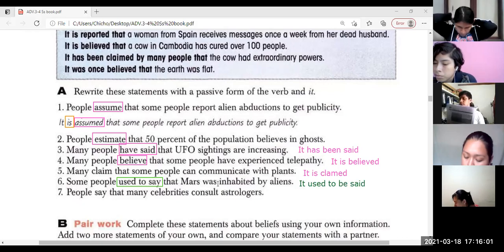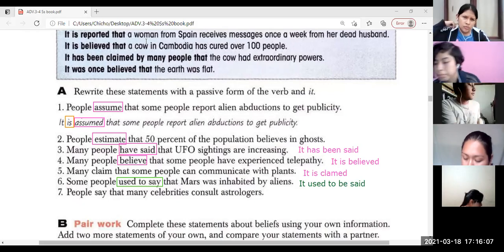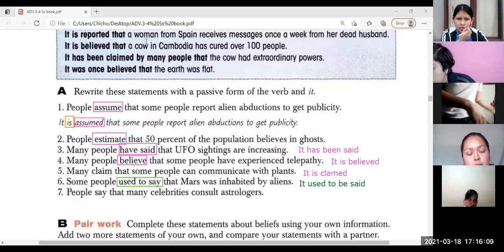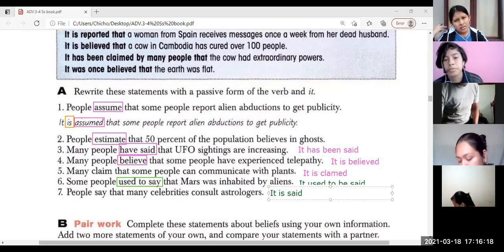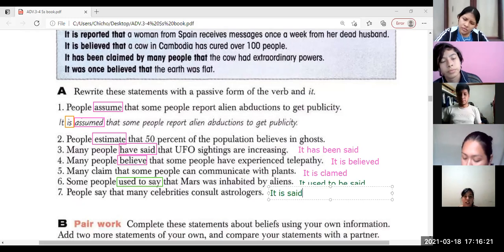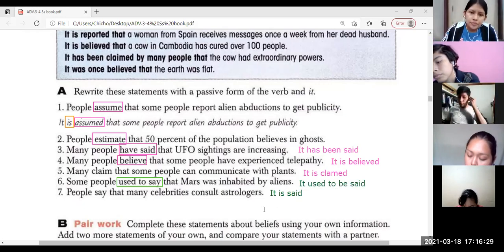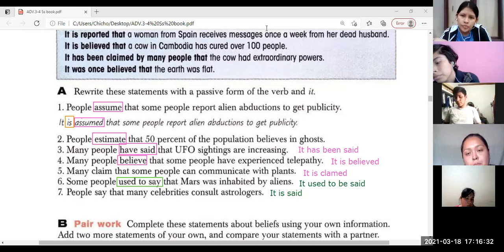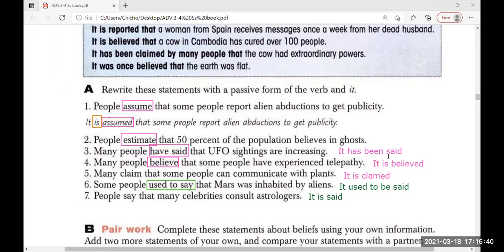Please, Emily. Okay. It is said that many celebrities consult astrologers. Yes, it is said. Recuerden que la pronunciación del verbo say en el pasado es said. ¿Ok? Thank you. So, very easy, right? Lo único que tienen que poner es el verbo en la forma de passive voice. ¿Ok? Any questions about this? Anything to clarify, maybe?